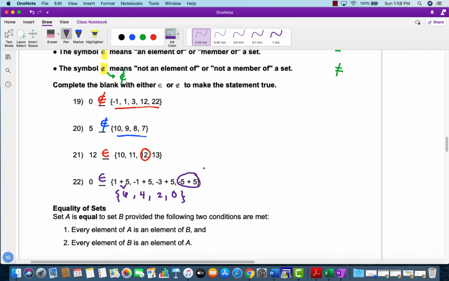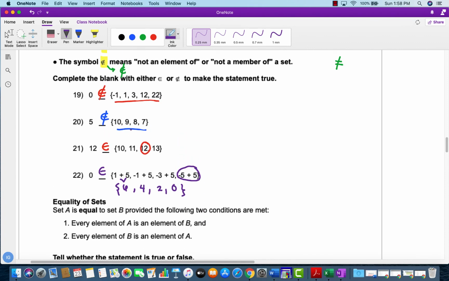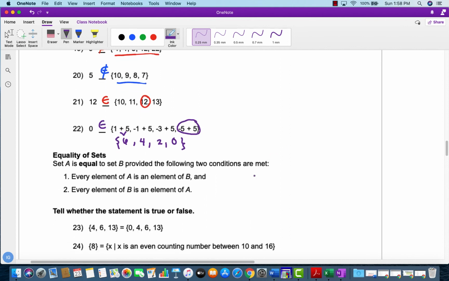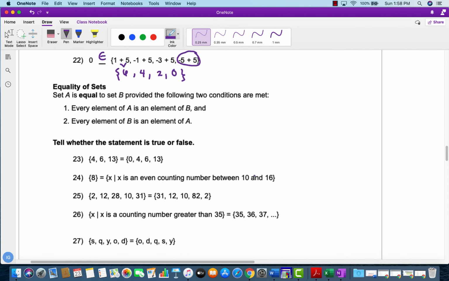Alrighty. That was pretty easy. I think this and the previous one, where you had to find the number of elements, are the easiest things in this section. All right, so let's practice this.